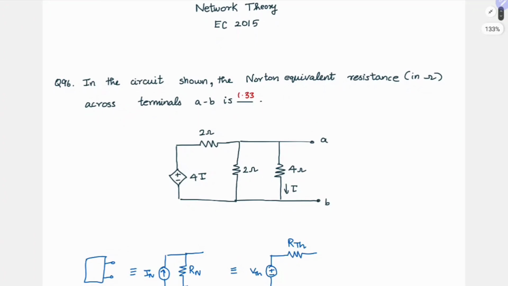So the only mistake you can make here is if you disable this dependent voltage source also. You should not do that because your dependent voltage source is also contributing to your impedance. Okay.